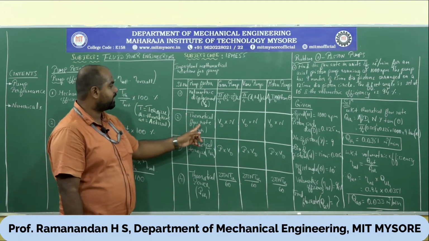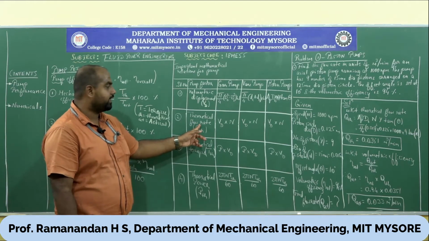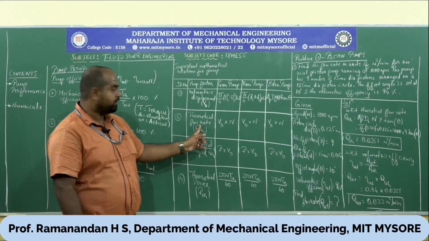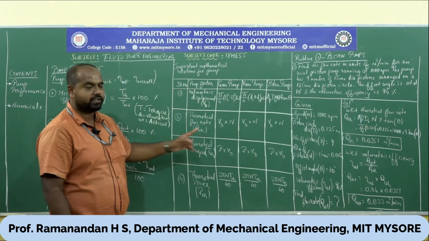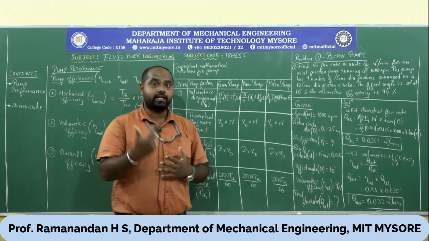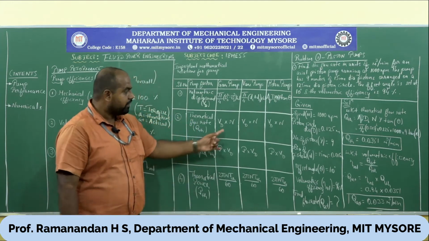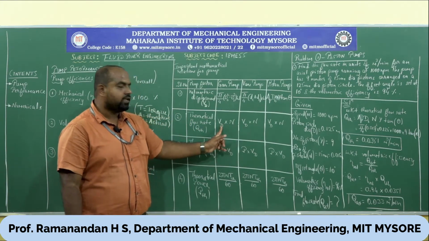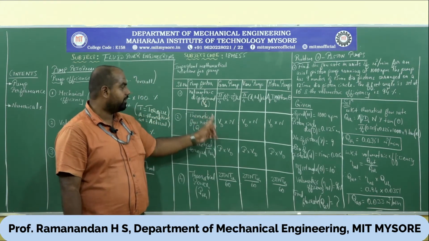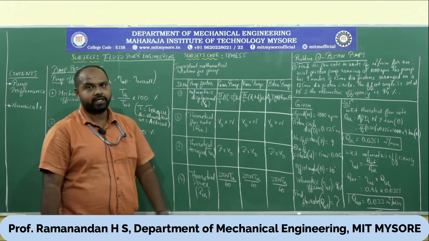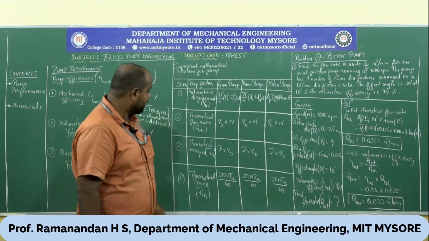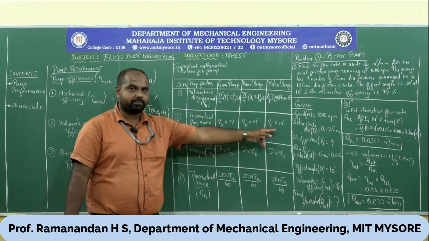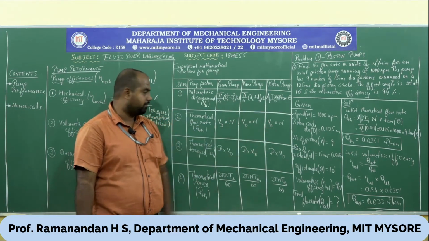Similarly, the second pump factor is theoretical flow rate. It remains the same for all the pumps. QTH, theoretical flow rate, that is discharge. Theoretical discharge is another name. It is VD into N. VD is obviously volumetric displacement, N is speed, the drive shaft RPM. That remains the same for all of them, for gear, vane and piston pumps.